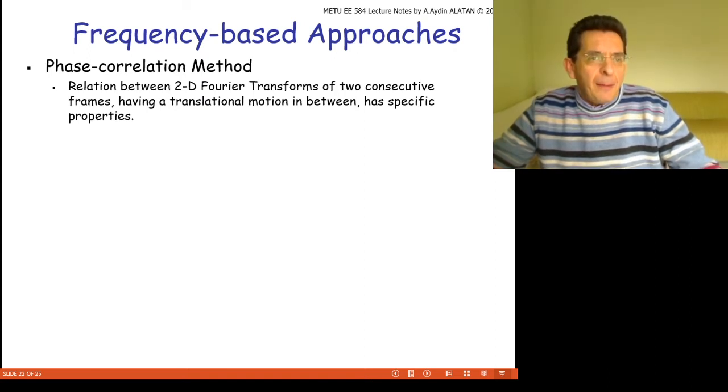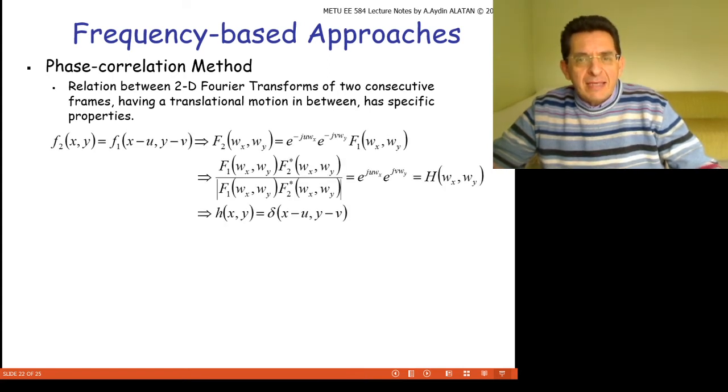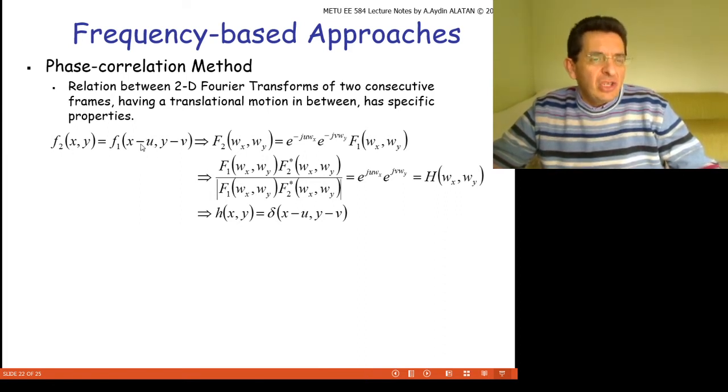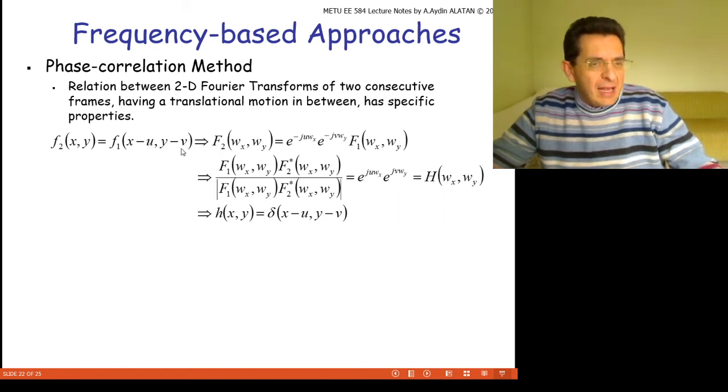If you have two frames where there is a translational motion in between, then the corresponding 2D Fourier transform has some specific properties. Let's assume F1 and F2 are the two frames at T1 and T2. Assume one of the frames is exactly equal to the shifted, displaced, translated version of the other one. Therefore, if you shift F1 by 5 pixels, 7 pixels to the left, to the top, you will obtain this other frame.